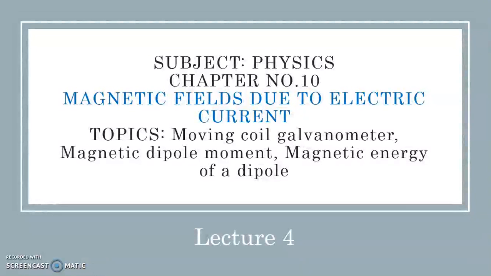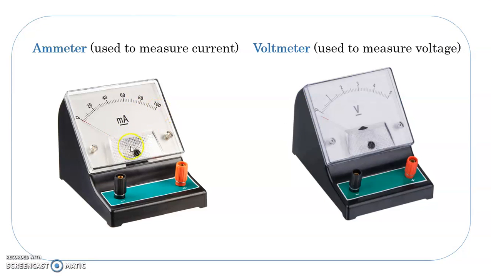Hello students, in this session we will be studying about moving coil galvanometer, magnetic dipole moment and magnetic energy of a dipole. We know that an ammeter is a device used to measure current flowing through a circuit and a voltmeter is a device used to measure potential difference between the 2 points in a circuit.